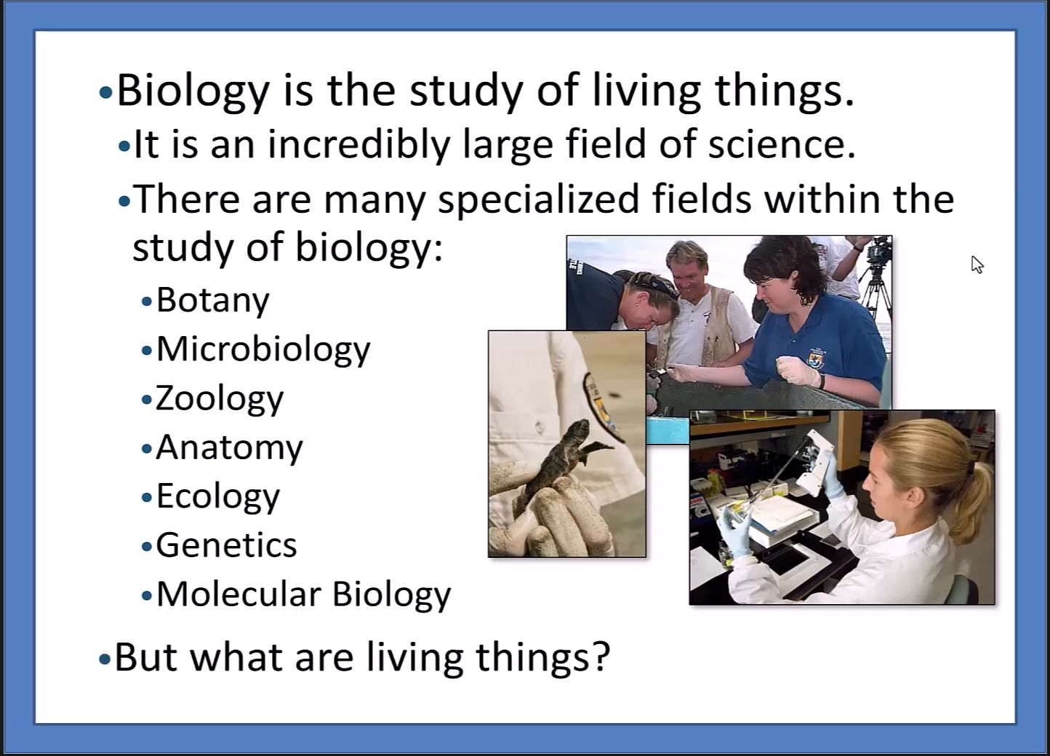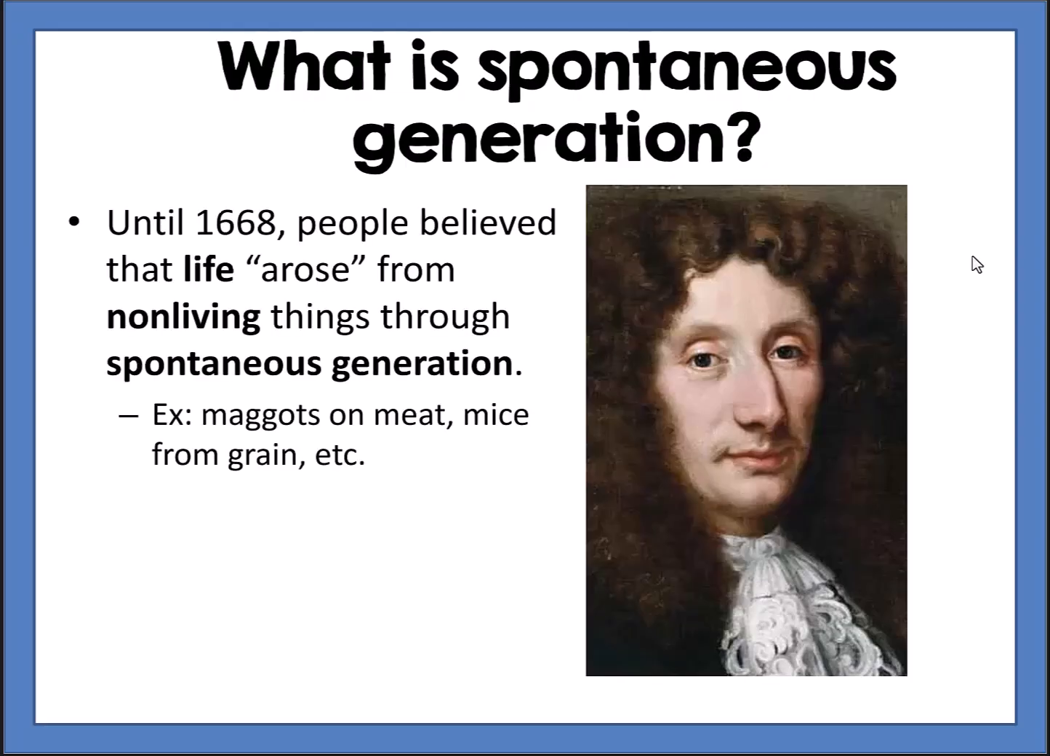But what exactly are organisms or living things? Well, this was up for debate for quite a while. Until 1668, people believed that life arose from non-living things through a process called spontaneous generation. And they believed this because they made observations. They saw maggots on meat, and they thought that the meat gave rise to the maggots. They saw mice eating grain in piles of grain, and they thought that the mice arose from the grain.